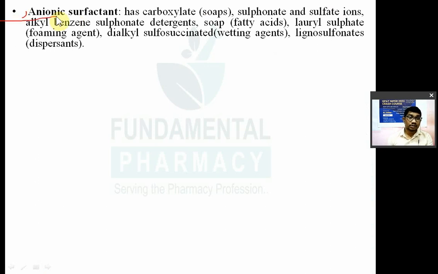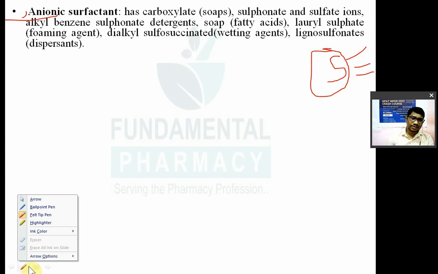Now surfactants. Surfactants means what? Surfactants are molecules containing both a lipophilic as well as a hydrophilic portion. सर्फेक्टेंट में क्या होता है, लिपोफिलिक पोर्शन भी होता है एंड हाइड्रोफिलिक पोर्शन भी होता है. They are known as surface active agents. They are active at the surface. They will reduce the surface tension. Surface active agents or surfactants, they will reduce the surface tension. Now they are classified into three types.